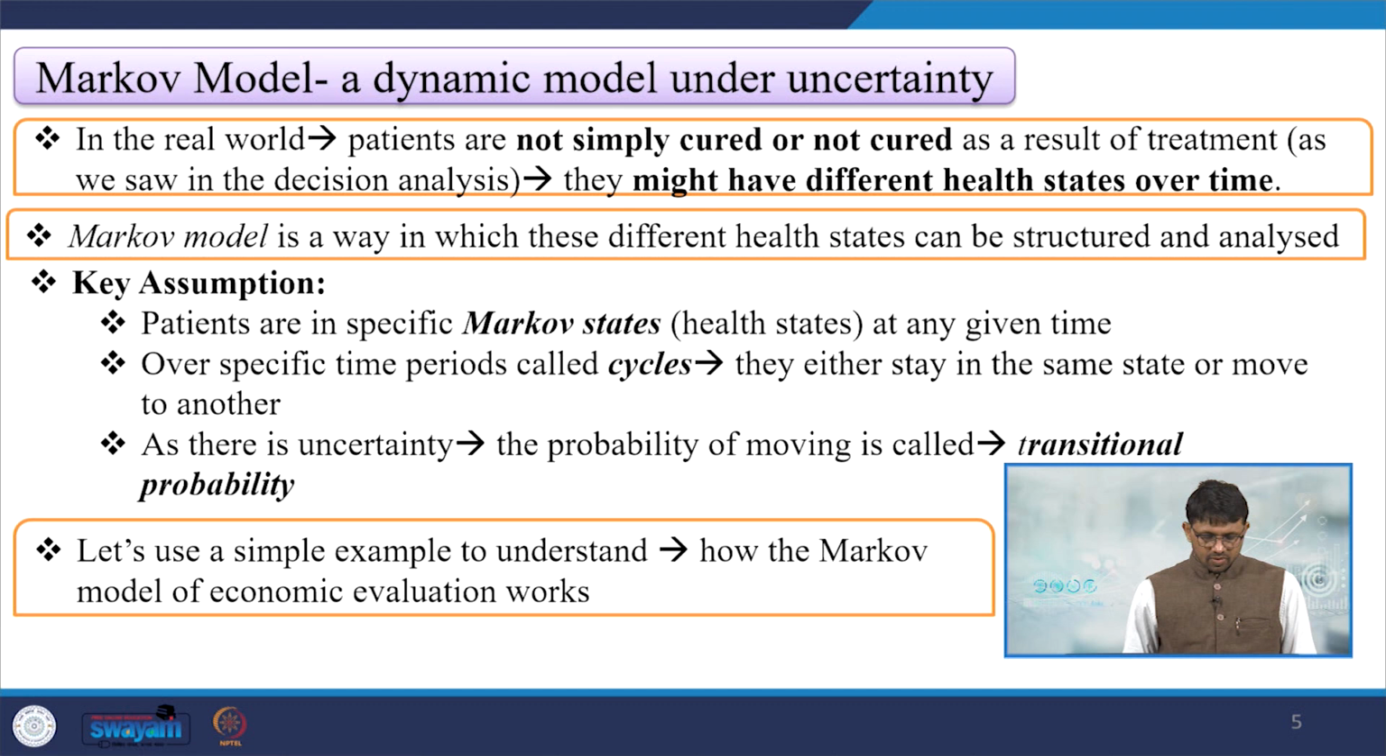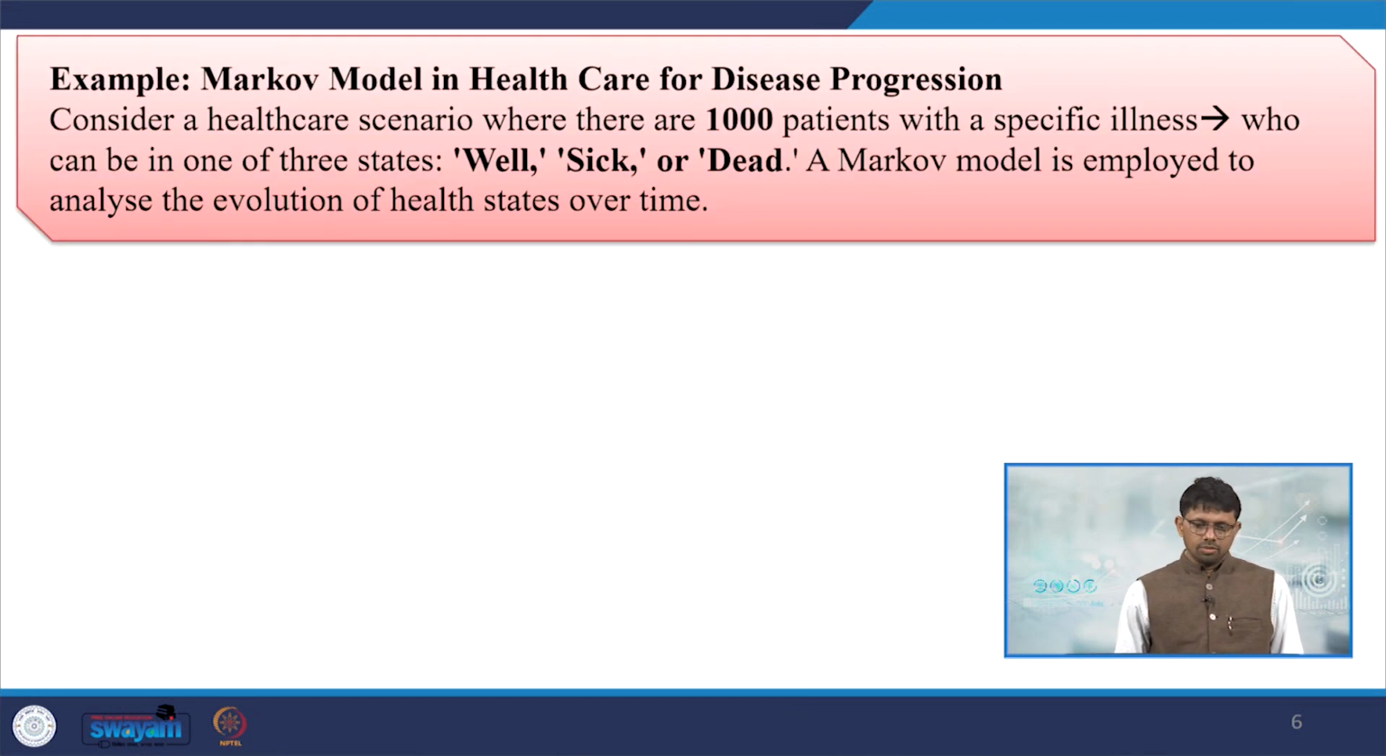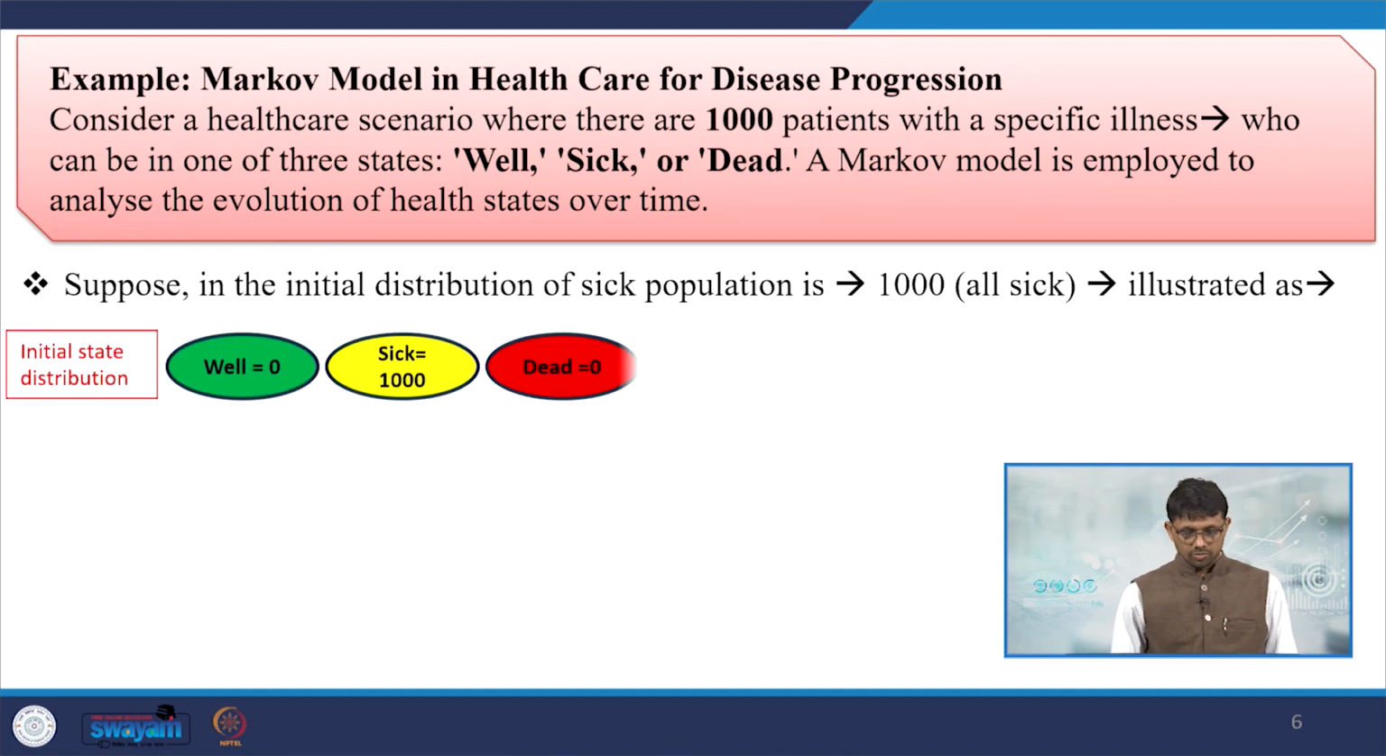Let us use a simple example to understand what this Markov model is for economic evaluation. We have just cited here the Markov model in healthcare for disease progression. Consider a healthcare scenario where there are 1000 patients with a specific illness who can be in one of three states, either well, sick or dead. A Markov model is employed to analyze the evolution of health states over time. We will explain the possible options. In the very initial state distribution, there might be three options.